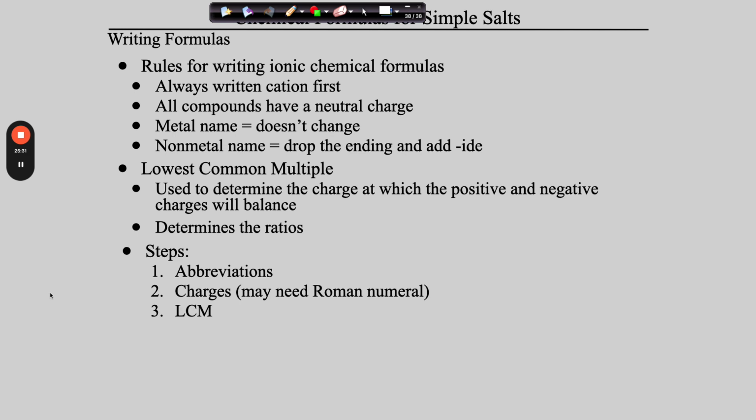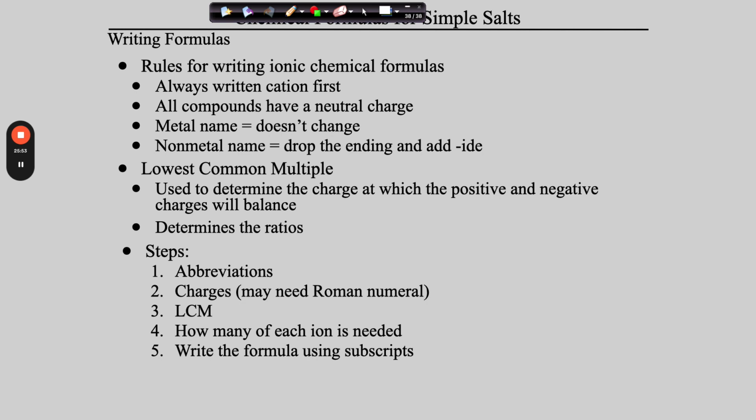Then step number 3, you need the least common multiple. Then guys, after that, step number 4, how many of each ion do you need? And then, I know I'm going a little fast, step 5, last step, write the formula using subscripts. Now guys, we're going to do 3 of these together, and then you're going to have time to practice on these.